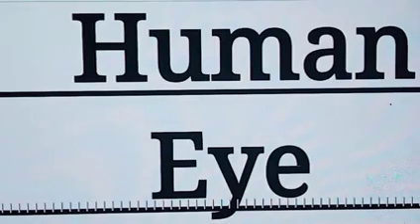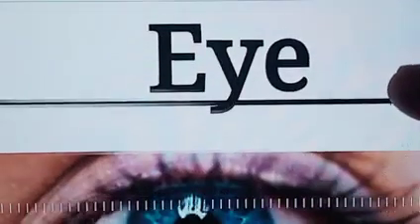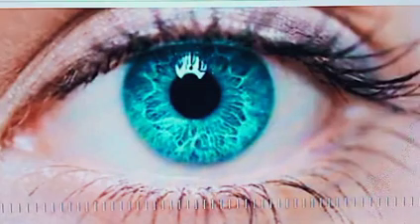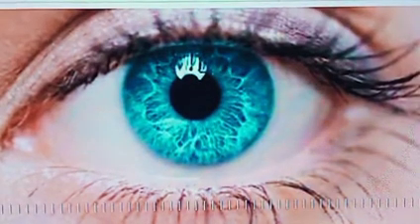So today in this video we will discuss the human eye. This is the human eye. This is the most sensitive and the most important part of our body. We can see all the world around us from this organ only. Today we will discuss the structure of the human eye as well as the parts of the human eye in detail. So let's start the video.